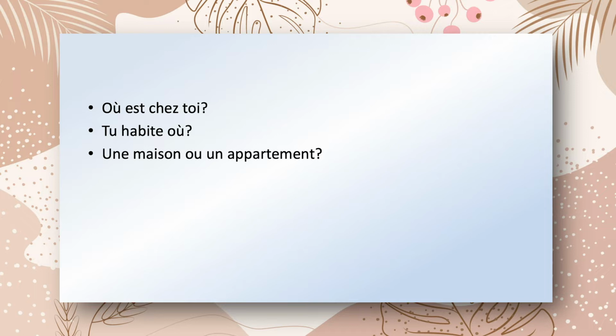So now here in this particular slide you can see there are two different ou in French. O, U, accent grave, that means where. And the other one is a simple OU, which means or. This or that, a house or an apartment. It is just to underline this difference, we are using this word here, une maison ou un appartement. So, où est chez toi? Tu habites où? Une maison ou un appartement? In this case, the first two sentences, où means where, and in the last sentence, ou means or.